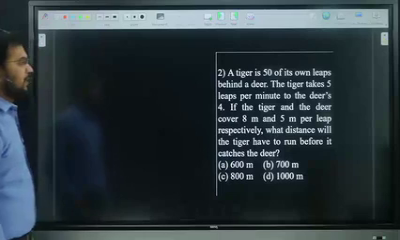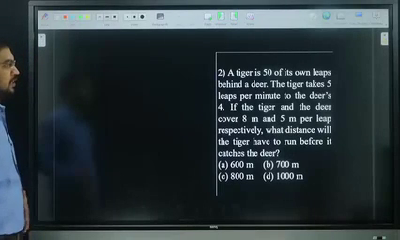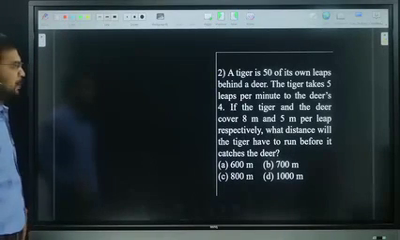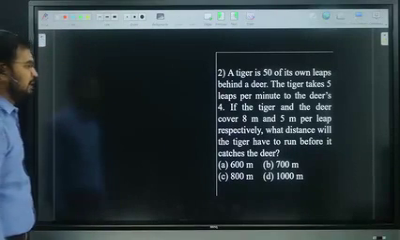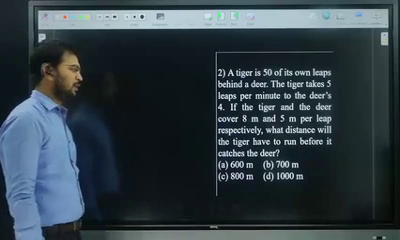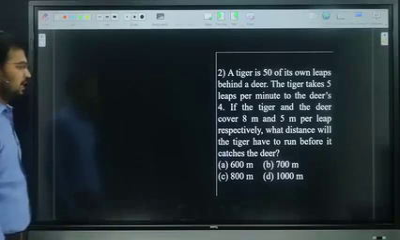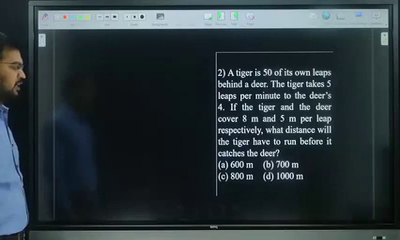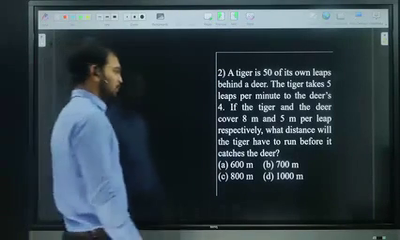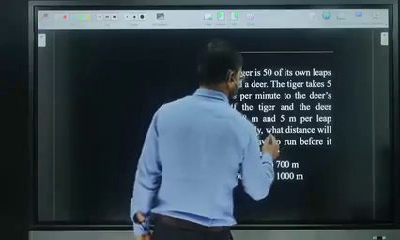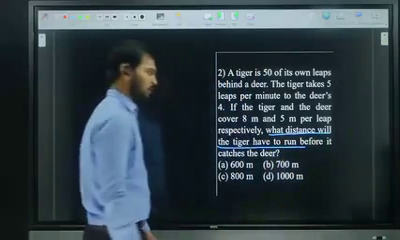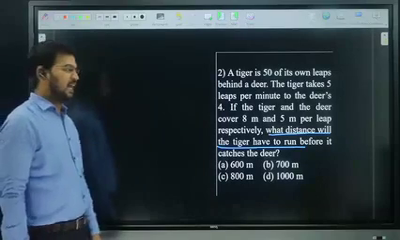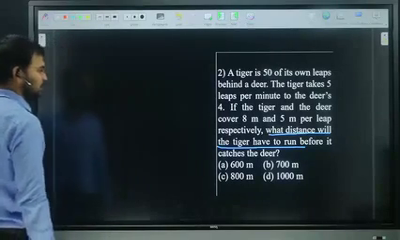A tiger is 50 of its own leaps behind a deer. The tiger takes 5 leaps per minute to the deer's 4. If the tiger and deer cover 8 meters and 5 meters per leap respectively, what distance will the tiger have to run before it catches the deer? They're asking what? The tiger's distance.